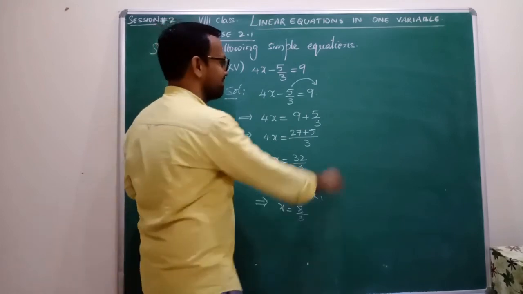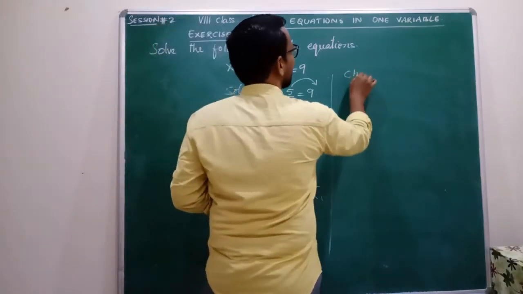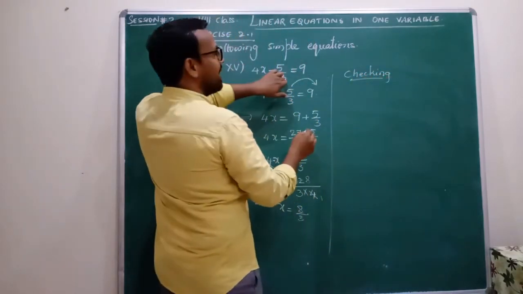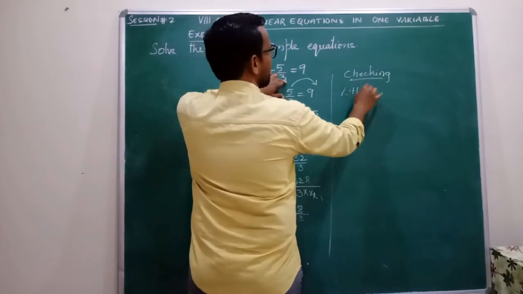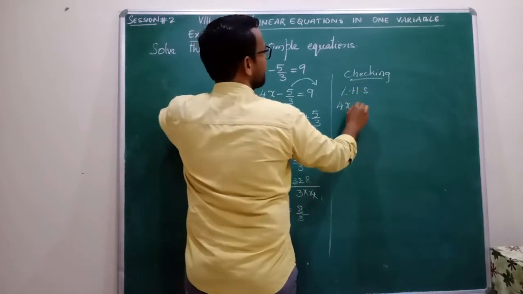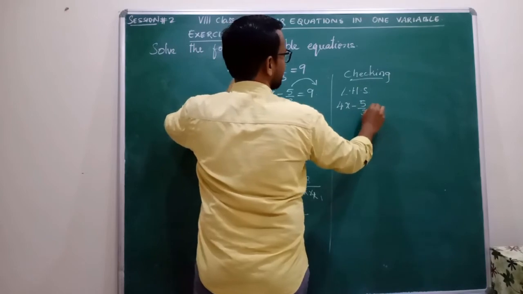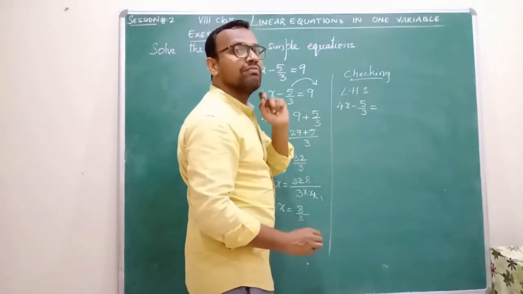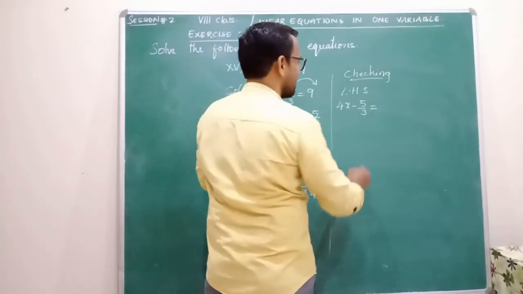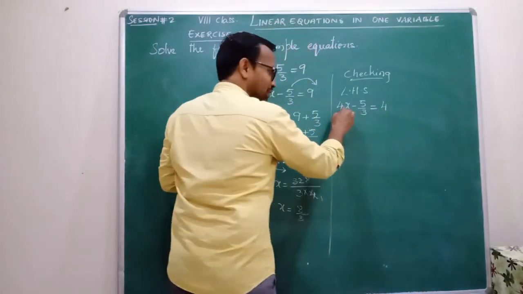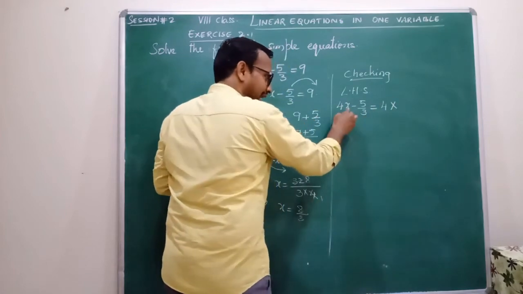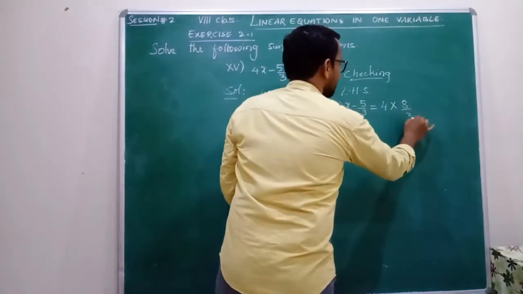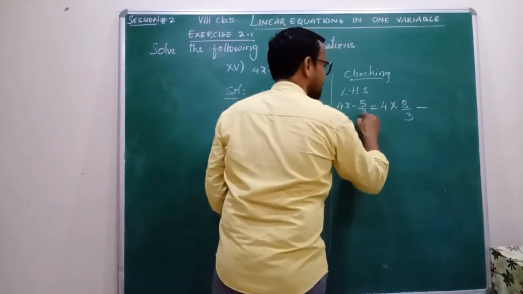Let me find by checking it. We will take the LHS of the equation, that is 4x minus 5 by 3, and we need to get the RHS in the end. So will we get or not? Let me check. 4, no symbol means into x. What is x value? 8 by 3 minus 5 by 3.